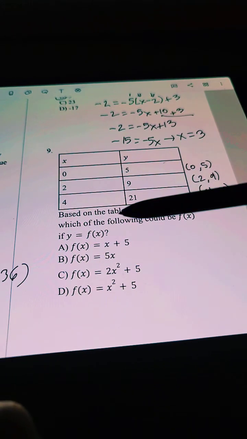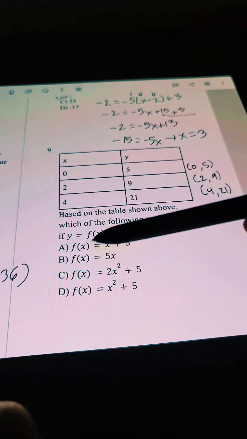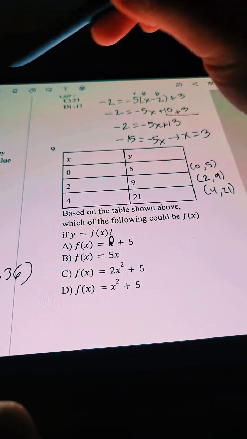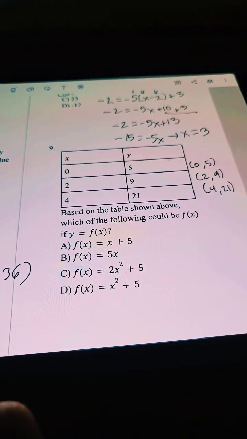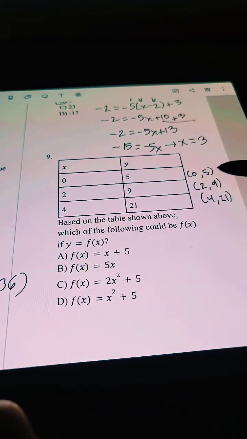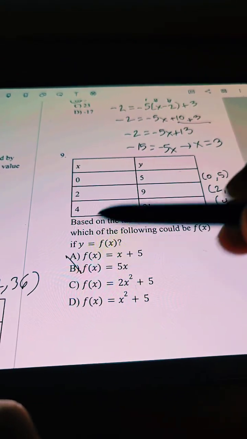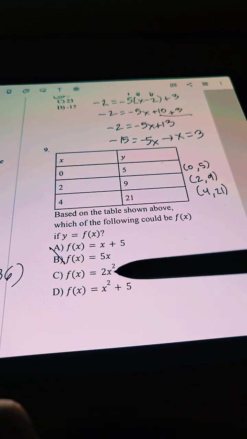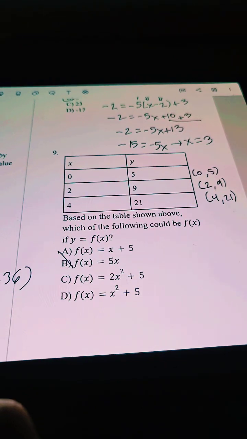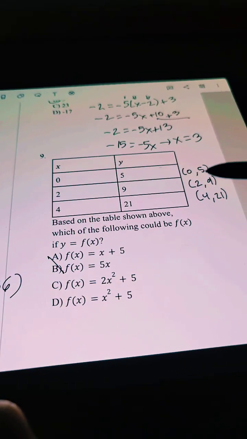So if I plug in 0 for x, do I get 5 for f of x? If I plug in 0 for x here, I do get 5 for f of x, so that works. So it could be A. But if I plug in 0 here, 5 times 0 is 0, not 5, so it can't be that one. If I plug in 0 for x right over here, I do get 5. If I plug in 0 for x here, I do get 5. So it helped me eliminate 1.